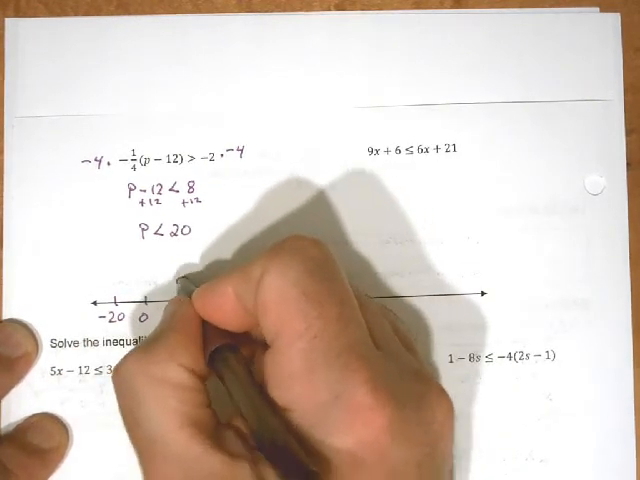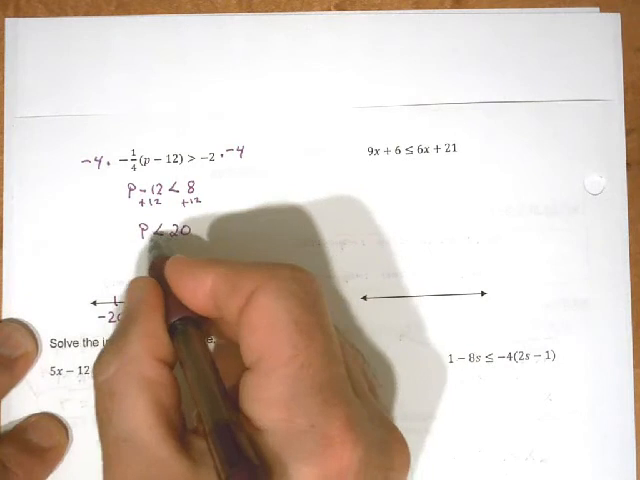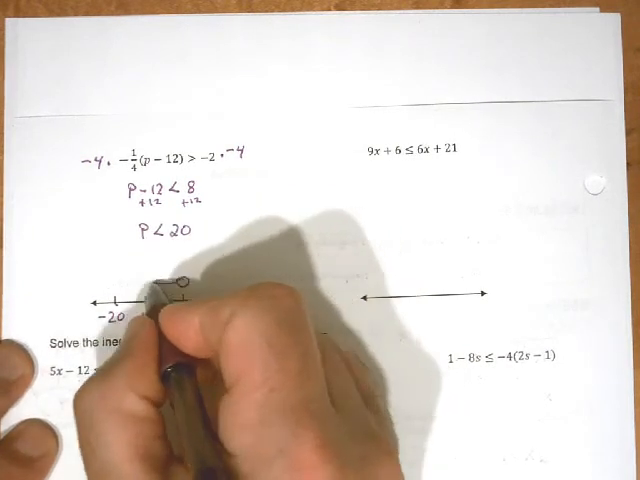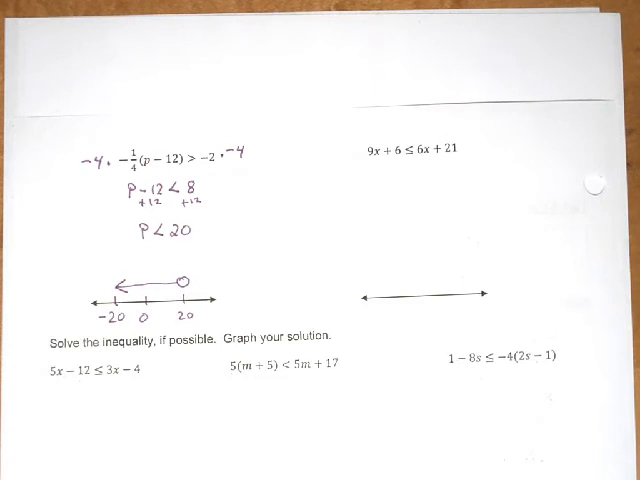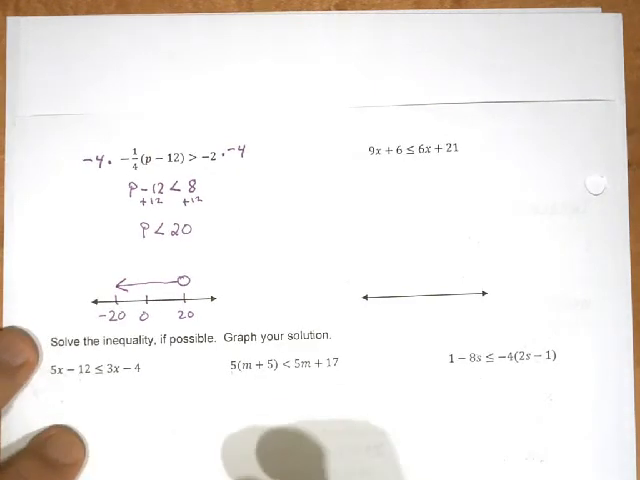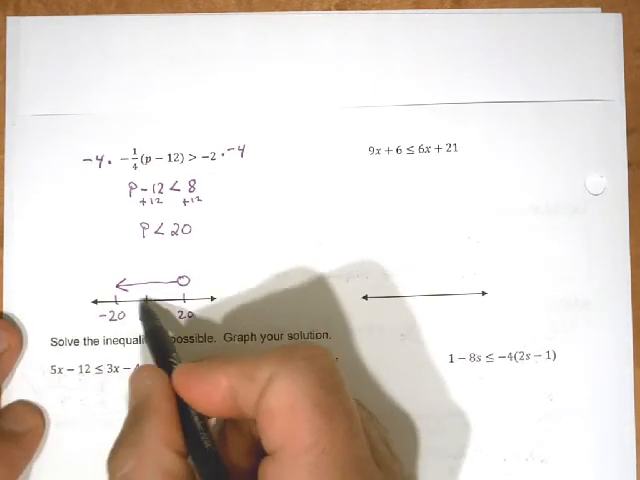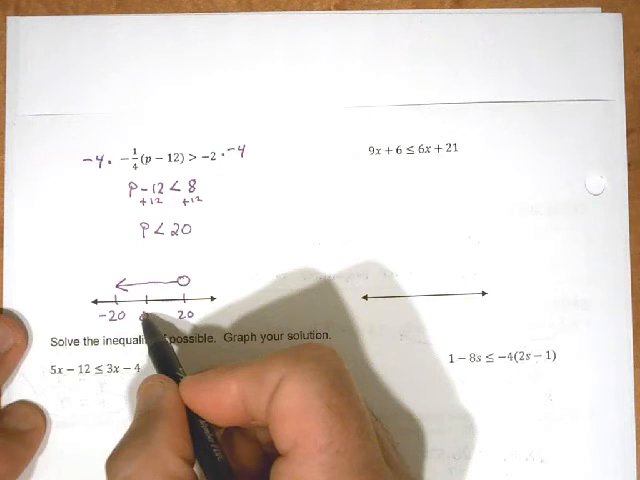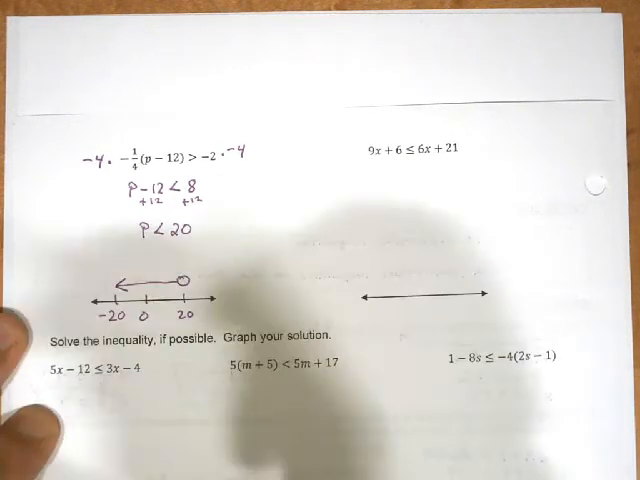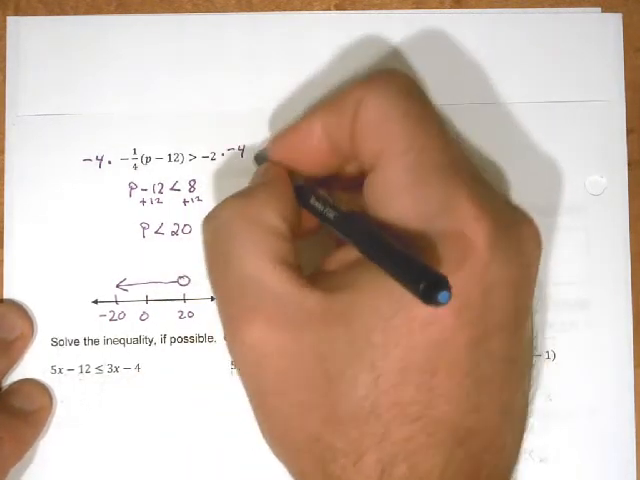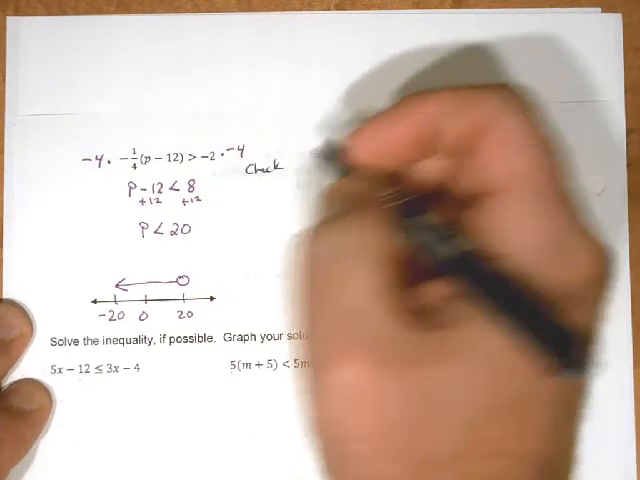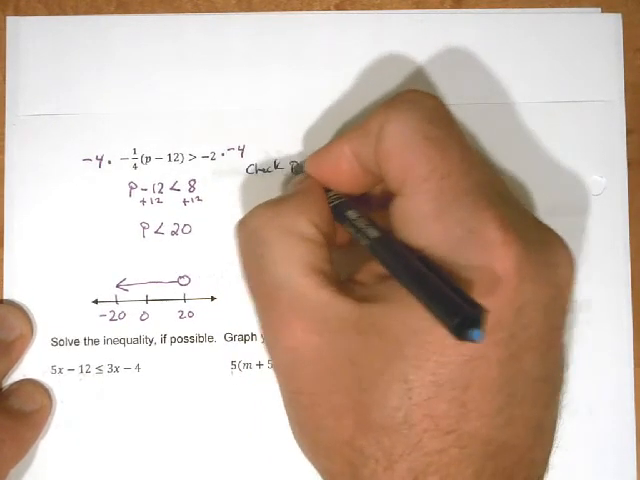So 0, 20, minus 20. No equal sign this time, so we have our open circle, and then again my variable is first, so I know the arrow is pointing me in the right direction. Again, we want to check this, and look, notice 0 is another nice one that's in here. So we'll go ahead and check that with a 0.